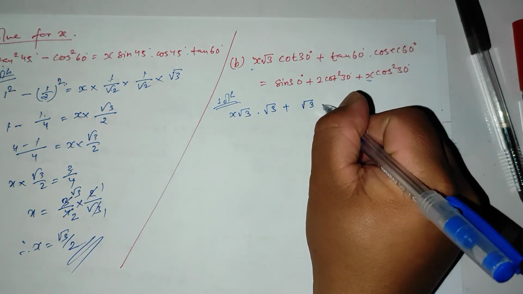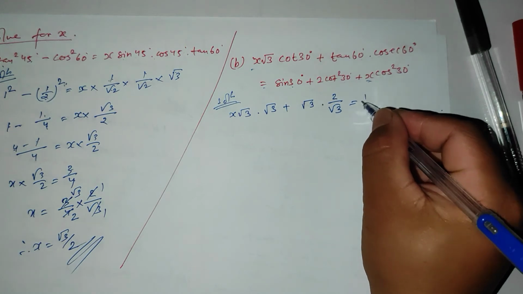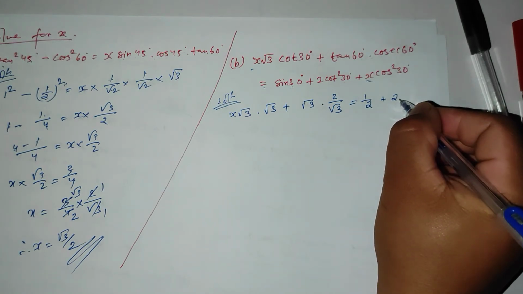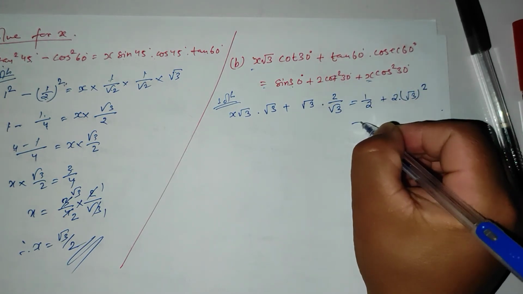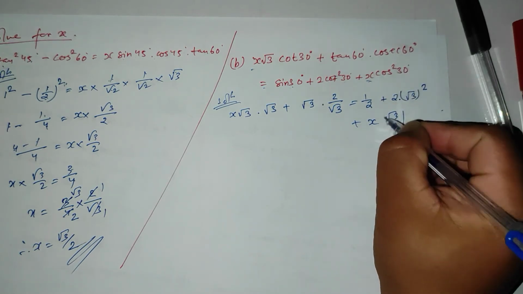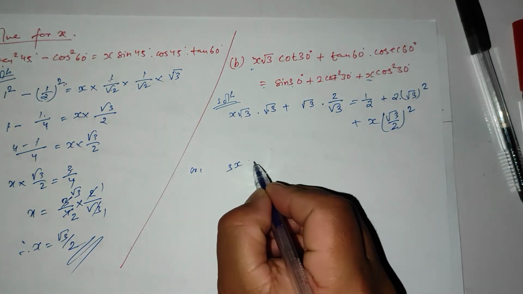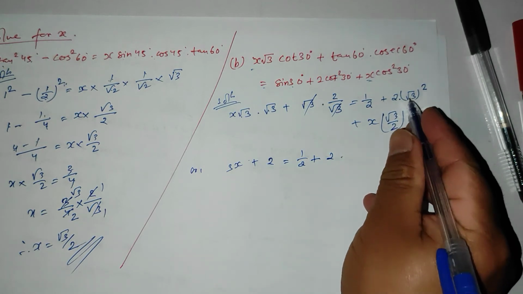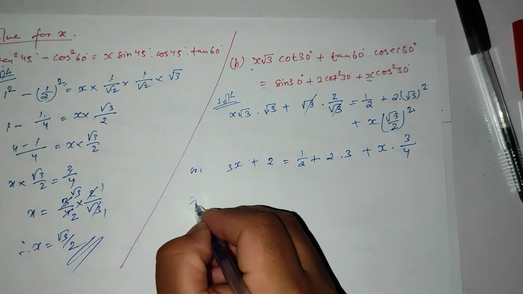Cos 60 is 1 by 2, so 1 by 2 into root 3 equals sin 30, 1 by 2, plus 2 cot 30. The value of cot 30 is root 3, so square it, plus x cos 30. The value of cos 30 is root 3 by 2, squared. So x root 3 into root 3 is 3x, plus root 3 and root 3 is cancelled, remaining is 1 by 2, plus 2 into root 3 square is 3, plus x. Root 3 square is 3, 2 square is 4.